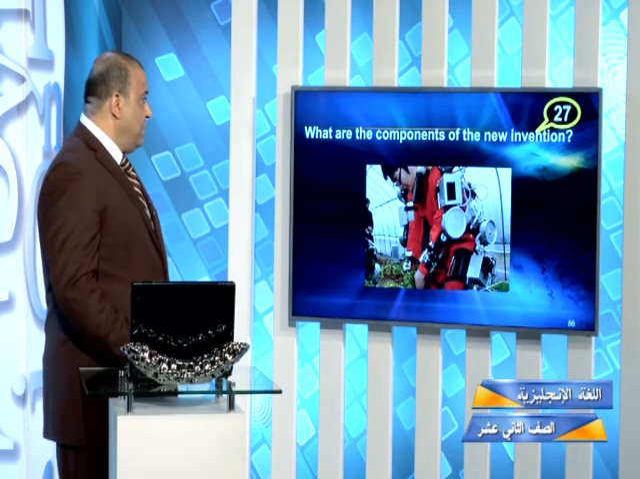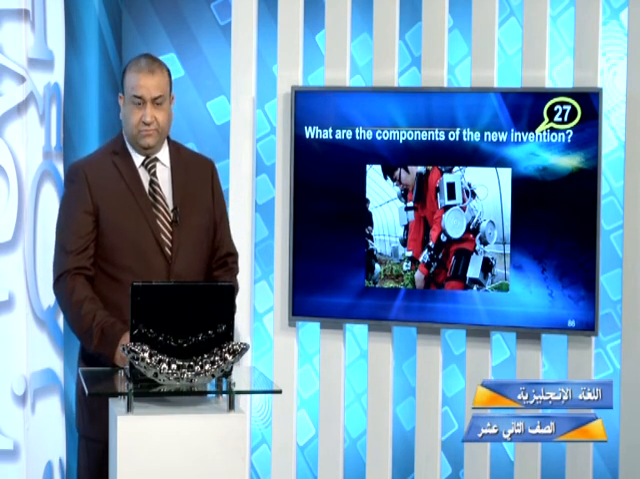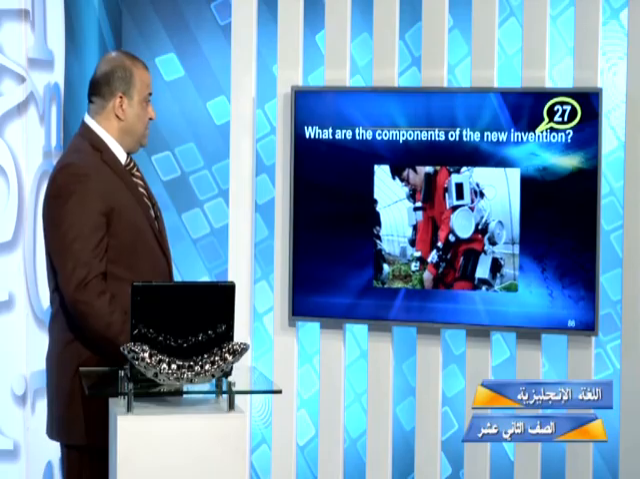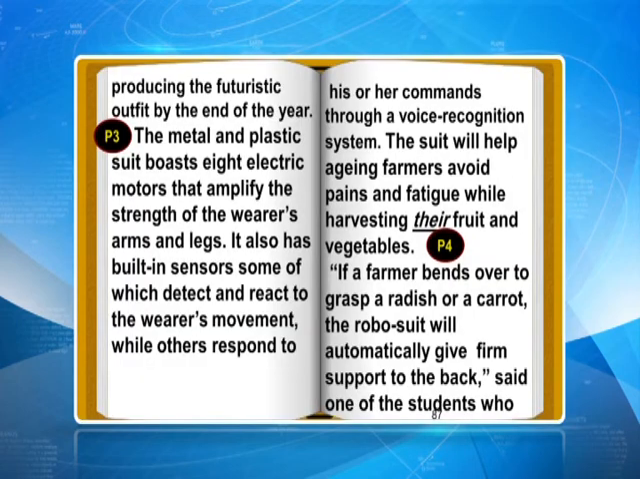The first question is the following. What are the components of the new invention, which is the suit? The answer is the following. The new invention is made of iron and plastic. It consists or contains 8 electric motors, built-in sensors, and a voice recognition system. Now let's go back to the passage to make sure that our answer is correct. So these are the components.